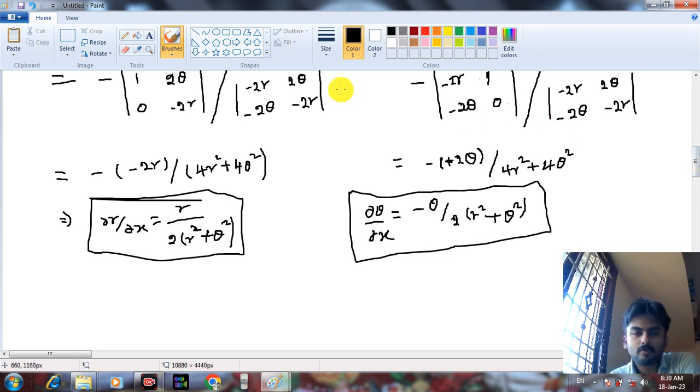So I hope you all understood the problem. The problem is simple, but the only thing is the formulas are a little more complicated than the previous formulas. When you understand the concept and formulas, you may feel that it is easy.